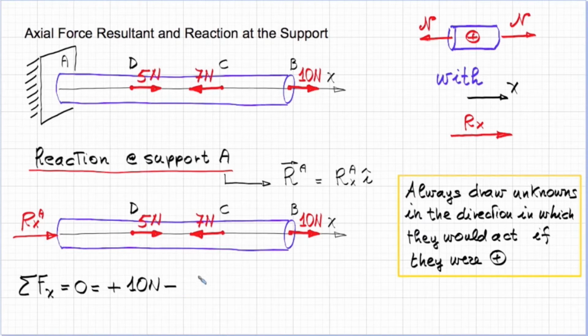So we have 10 newtons minus 7 newtons plus 5 newtons plus Rxa must be equal to 0, from which we have Rxa equal to minus 8 newtons.